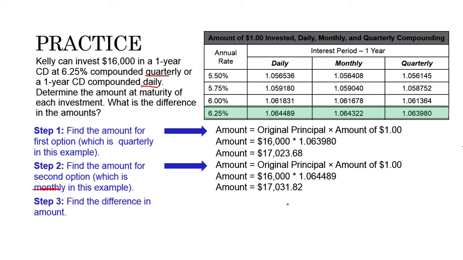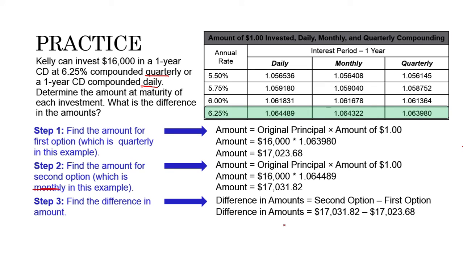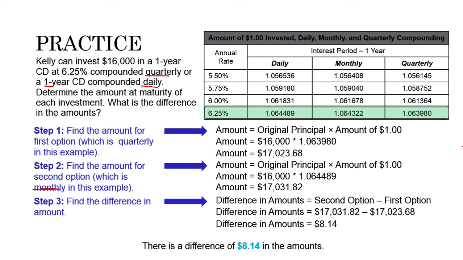So when we get the difference of the two options, we get $8.14. Again, what that means is after 1 year, because this is a 1-year CD, after 1 year, if you chose daily versus quarterly, you get $8.14 more.